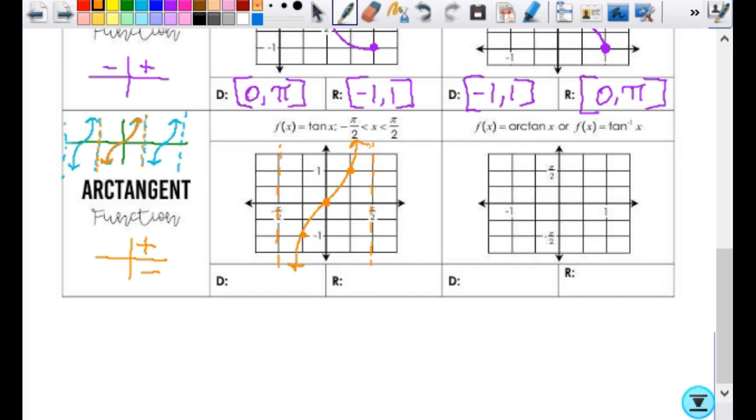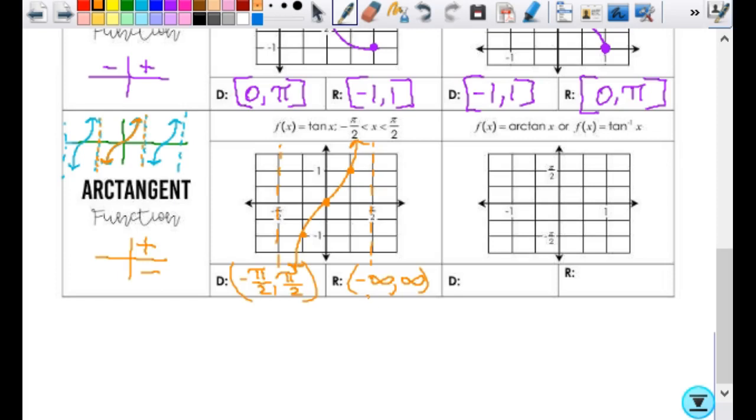And so it looks like this. That is a 1-to-1 function. That restricted part there. So our domain goes from negative pi halves to pi halves. Do we include those? No, because they're asymptotes, so these are parentheses. The range goes from what to what? Negative infinity to infinity, exactly. You never include your infinities.